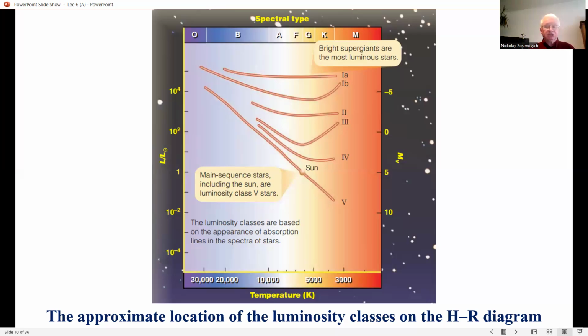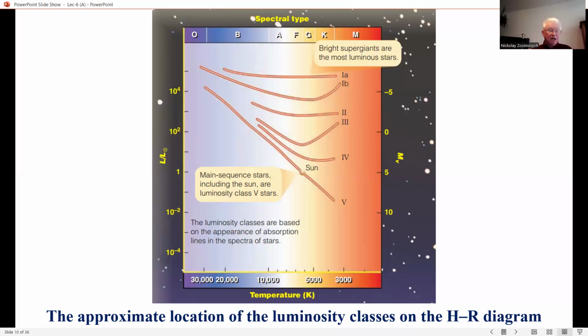You can distinguish between the bright supergiants, class Ia, such as Rigel, and the regular supergiants, class Ib, such as Polaris, our North Star. The star Adhara is a bright giant, class II. Aldebaran is a giant, class III, and Altair is a subgiant, class IV.